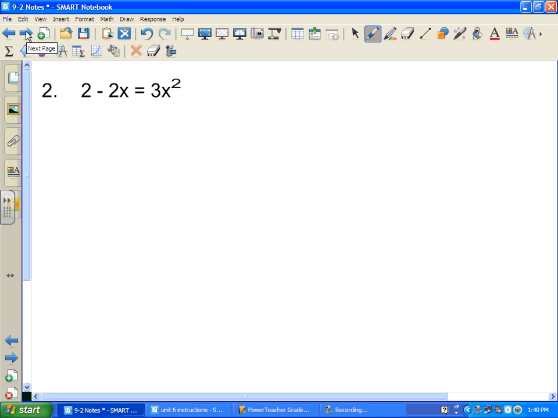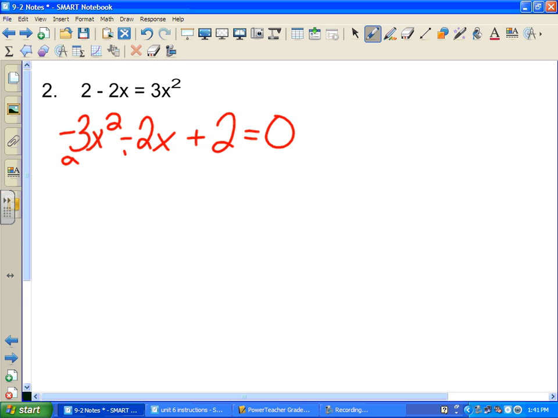Okay, so number 2. 2 minus 2x equals 3x squared. Yes? You've got to subtract 3x. Oh yeah, so that's when I asked that. What my first thing I need to do is get everything over to one side. So I'll move the 3x squared over to the left. I have negative 3x squared minus 2x plus 2. So A is negative 3, B is negative 2, C is positive 2.